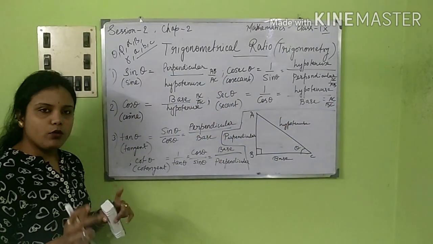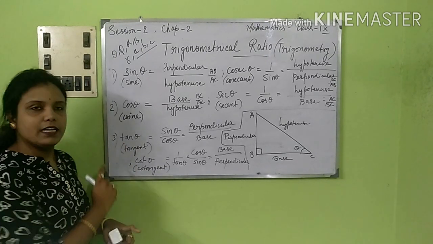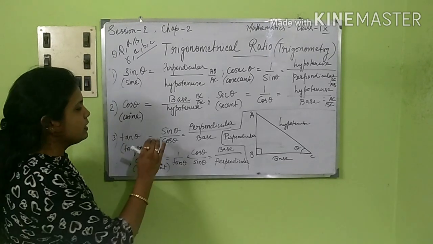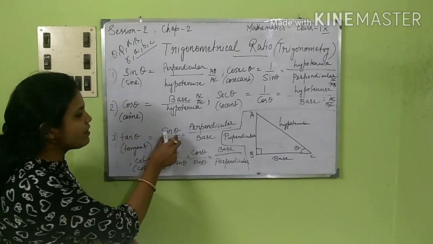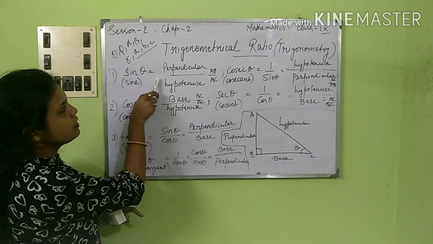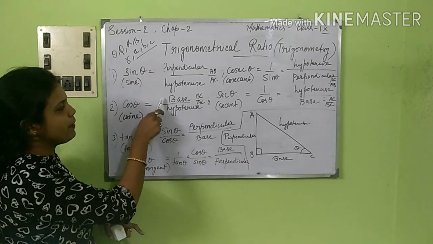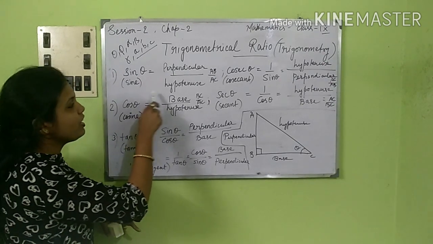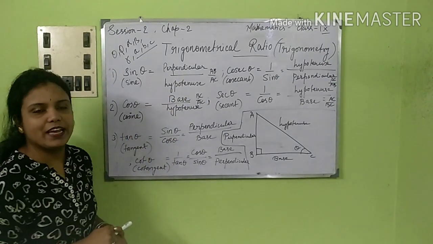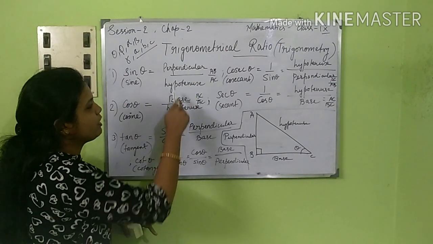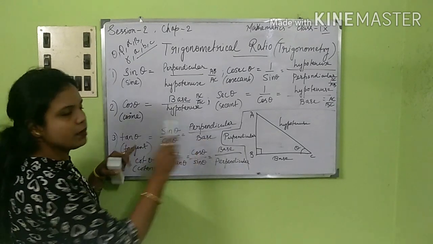Now, we are coming to the ratio tan theta, in other words tangent. Tan theta is sin theta by cos theta. Sin theta value, you know, is perpendicular by hypotenuse, and cos theta's value is base by hypotenuse. If you divide these two values, hypotenuse and hypotenuse will get cancelled and you will get perpendicular by base. So the value of tan theta comes out to be perpendicular by base.